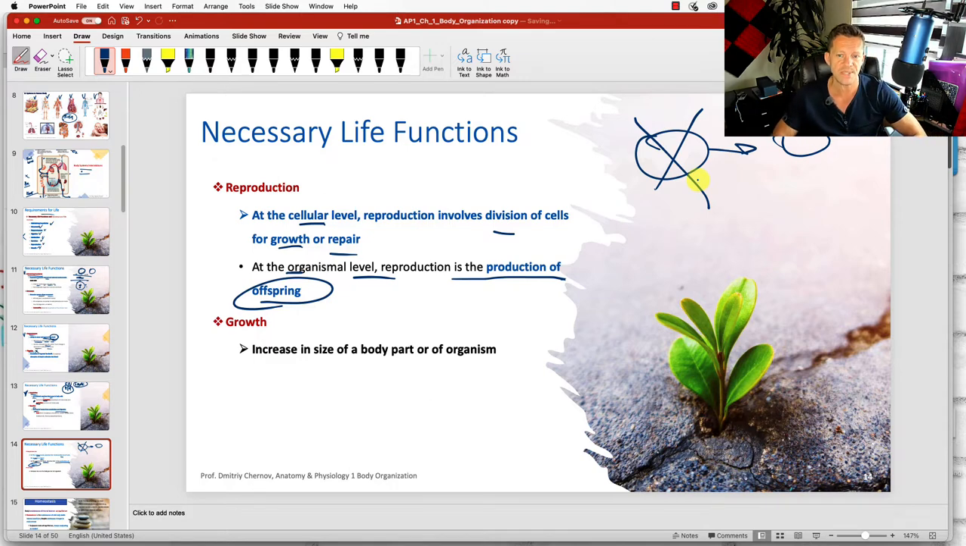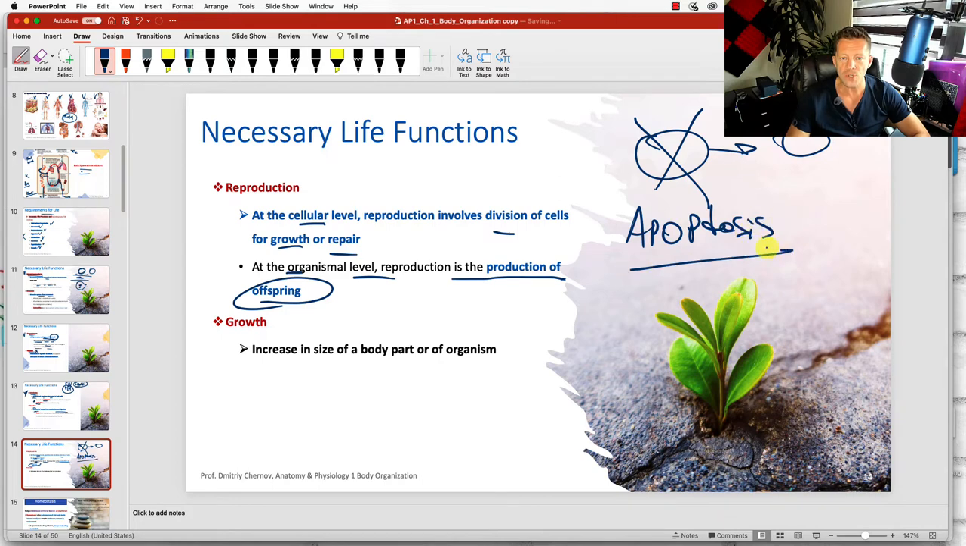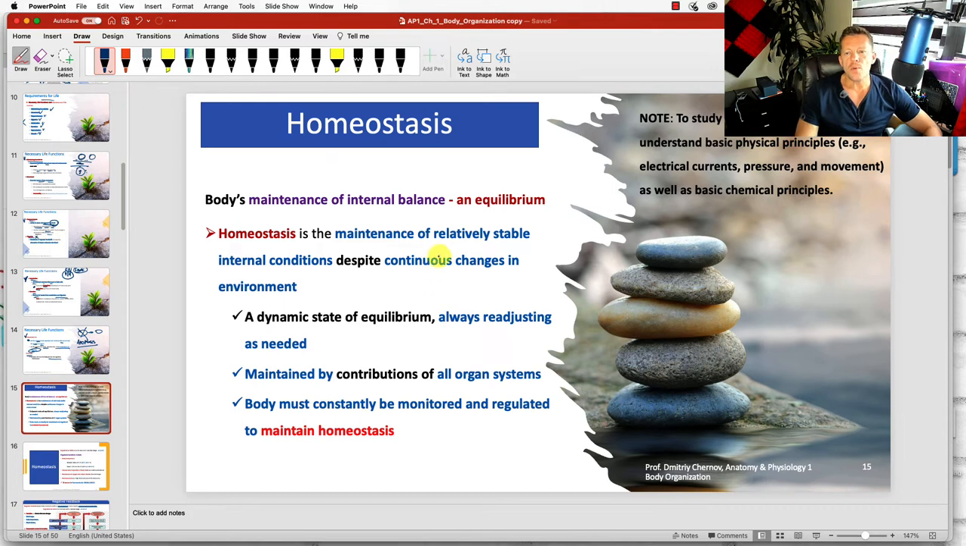They will kill themselves. It's actually a process called apoptosis. Apoptosis is a programmed cell death. Our cells are programmed to kill themselves. Well, first they will reproduce, right? Your body will make a new cell, and then the old cell will die. Growth is just an increase in size of a body part of an organism. So what is homeostasis?